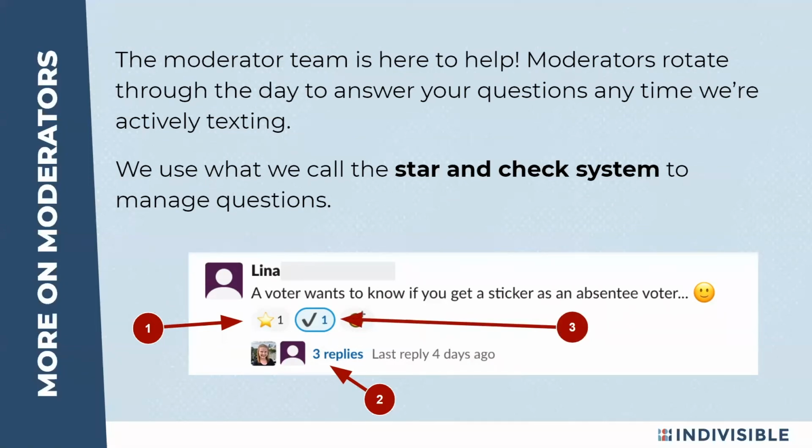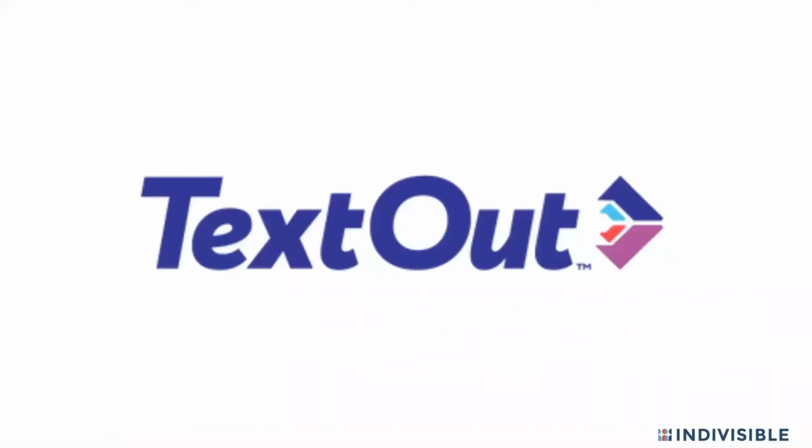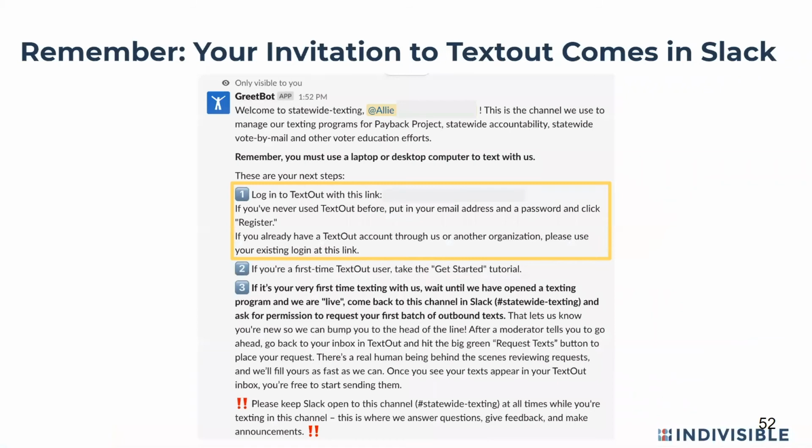All right, y'all. Now let's switch gears and move out of Slack in order to start talking about how to get set up in TextOut. Remember that your invitation to TextOut already came to you in Slack. Let's go back and review the GreetBot message that was left for you when you joined the texting channel. The GreetBot message included the link to join TextOut. And if you've used TextOut in the past for another campaign or another organization, that's totally fine. Once you click on the link, you'll just be asked to log into your existing account.